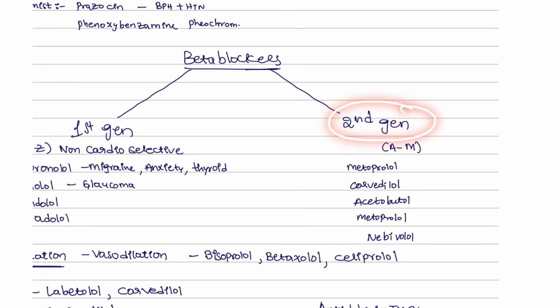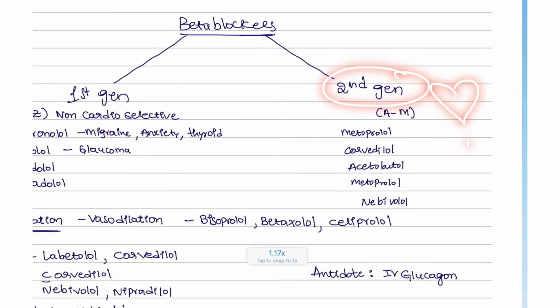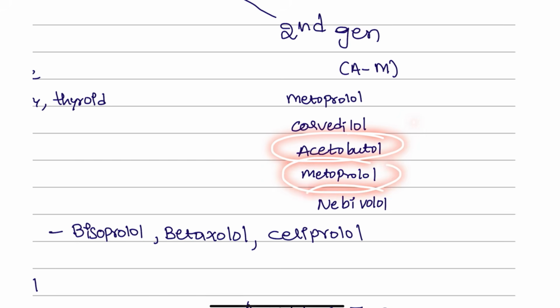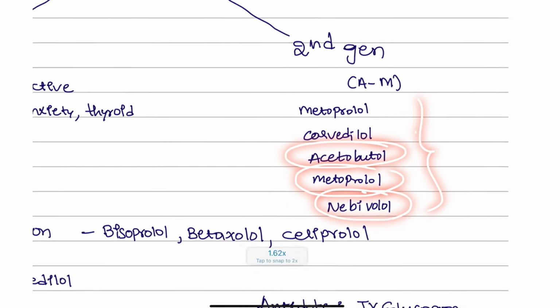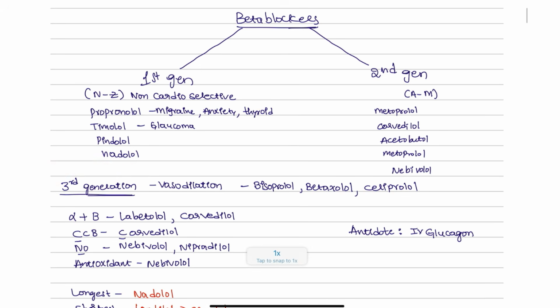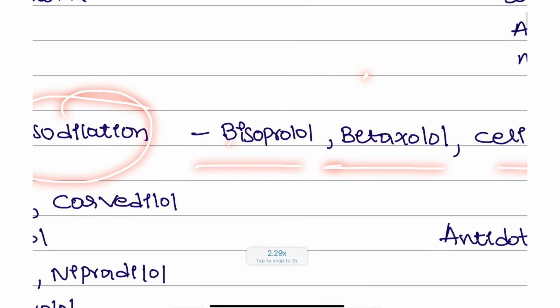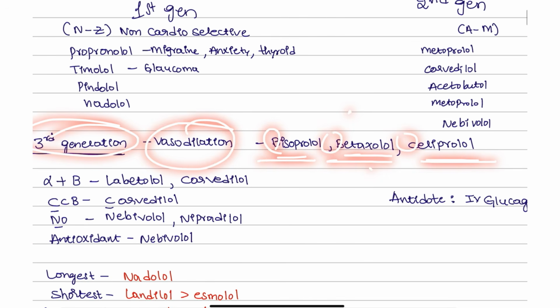Next, the second generation, as I said, are mostly cardiovascular. In the cardiovascular, metoprolol we use for MI patients. Carvedilol is commonly used as an anti-arrhythmic. Acebutolol, metoprolol and nebivolol can all also be used for hypertension patients. Next, third generation drugs, these are purely for vasodilation. Bisoprolol, betaxolol and celiprolol. Remember it this way, BBC, right? Bisoprolol, betaxolol and celiprolol.